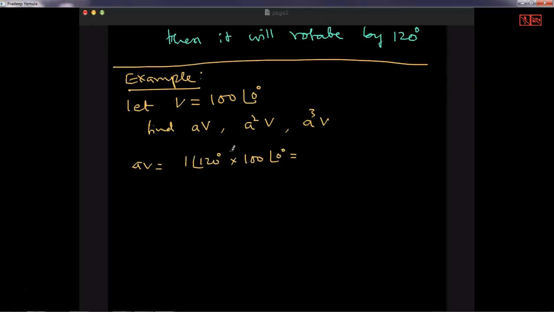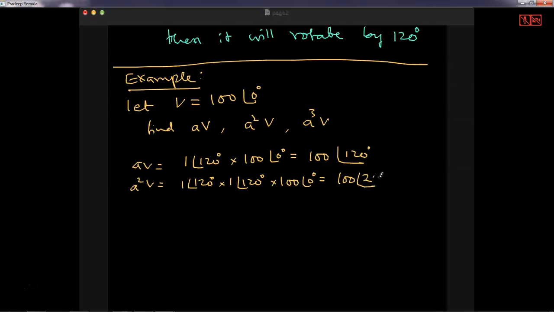So the magnitude will remain same, just 100 will be same, whereas the angle will increase by 120 degrees, like this. What is A square V? So 1 angle 120 degrees into 1 angle 120 degrees into this 100 angle 0. So again 1 into 100 will be always 100, and this angle will be 240 degrees, and so on.